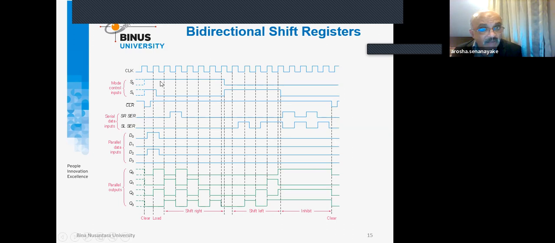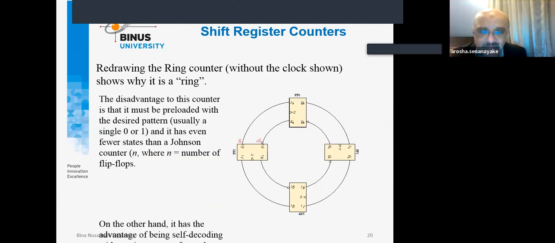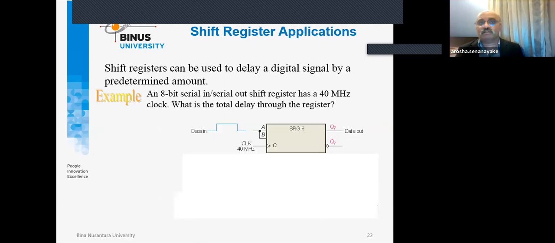So we have to have this number of clock pulses as a delay, so we have to introduce that. Shift registers are ideally used for such applications. So with a 40 megahertz clock, what is the total delay through the register?